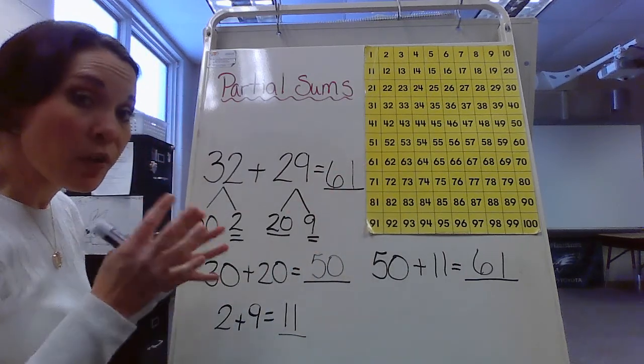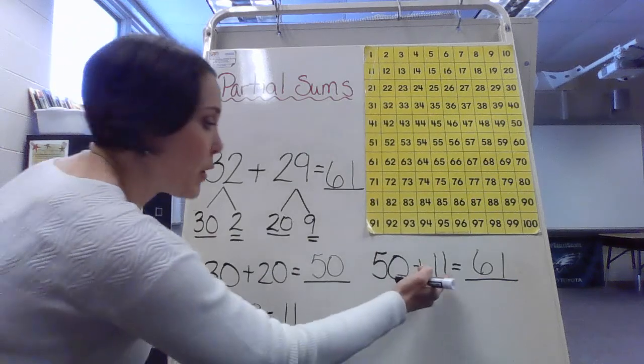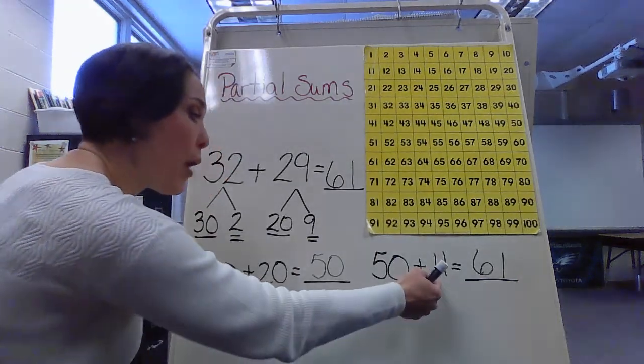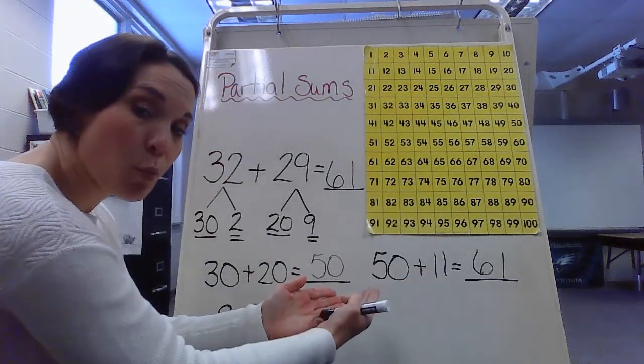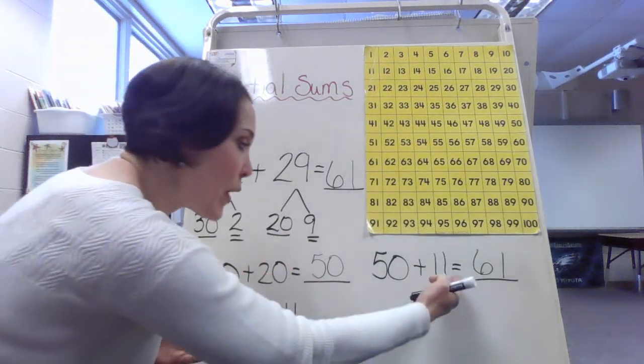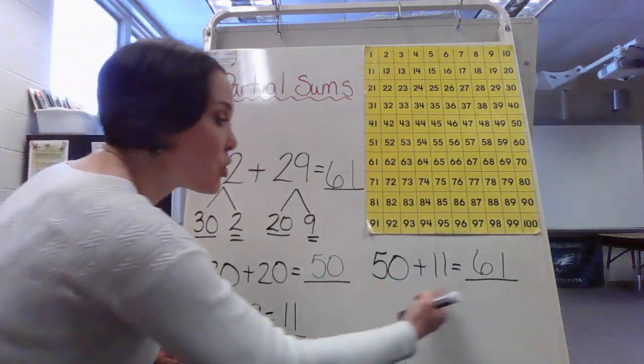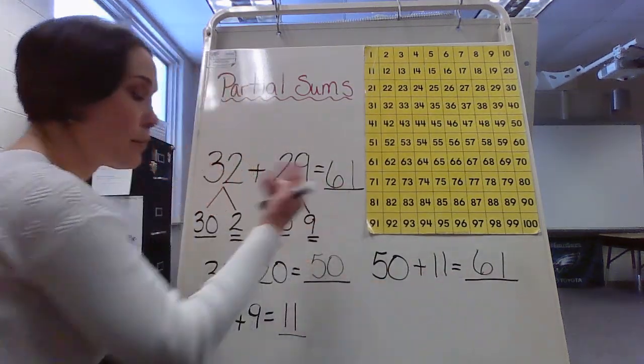Now, remember, even if we were working on those place value blocks, you'd have the 1 ten, the 1 one. That 1 ten would then group with that 50 to make 60. You would have that 1 one left over. So therefore, you would have your 61.